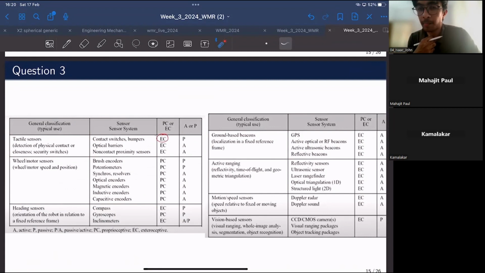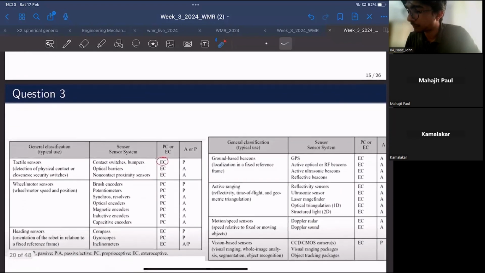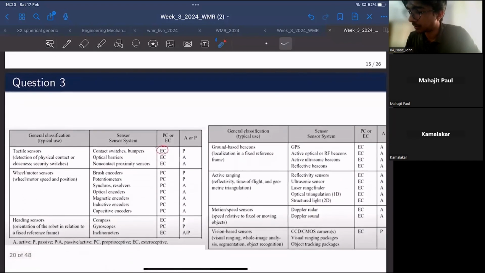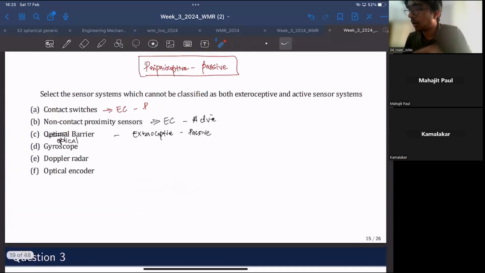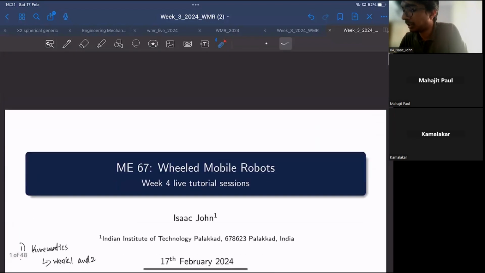I understood it as having contact or not having contact. But here we are showing four types of sensors, sir. Can you tell the difference between these four types? Okay, so I'll go back to one of the previous slides.